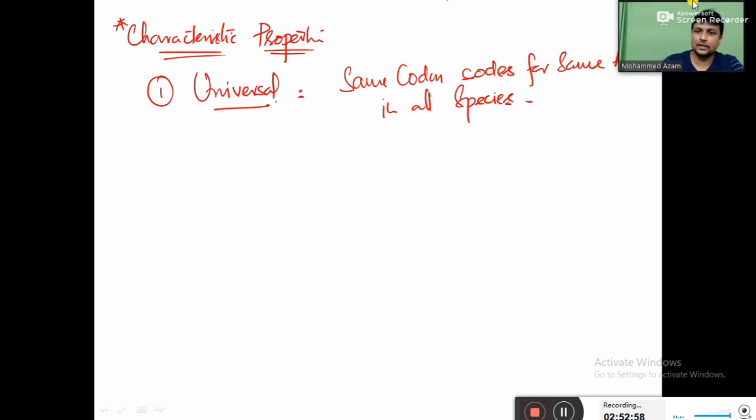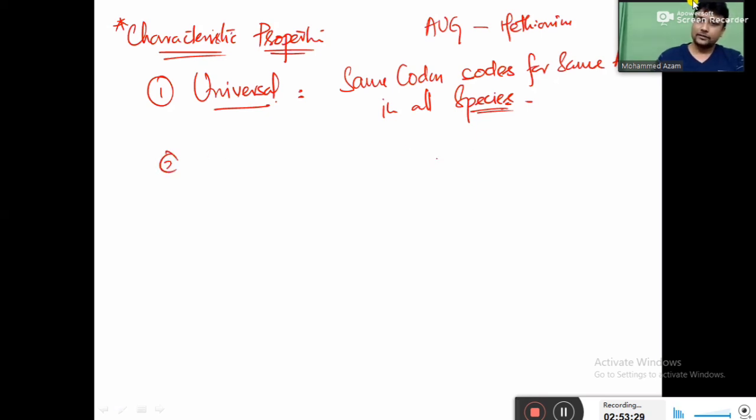For example, I gave you the example of AUG here, guys. AUG codon will be coding for which amino acid? It will be coding for the amino acid methionine. That AUG will code for methionine in human beings like you and me. AUG will code for methionine in animals, in dogs, in plants. In every organism, AUG, the same codon, codes for the same amino acid in all species. That is the reason why a codon is universal.